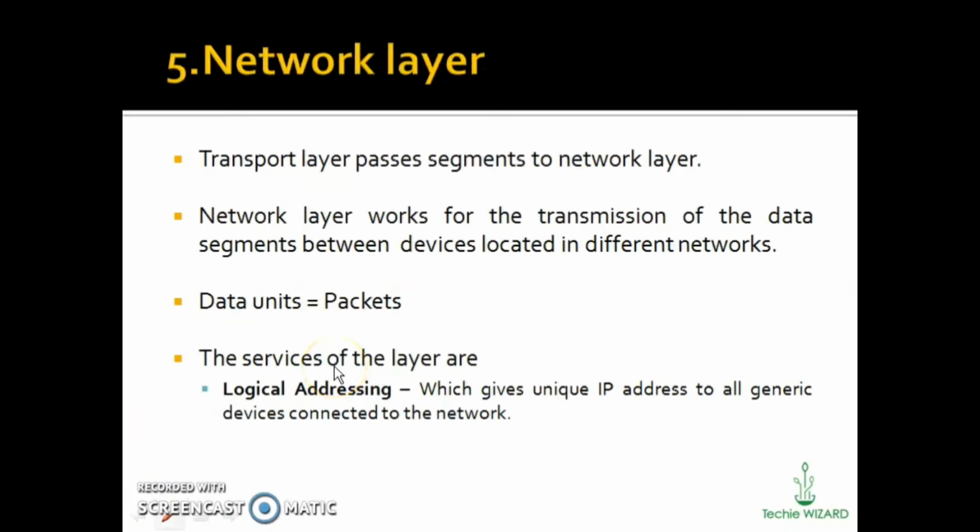And the next, fifth layer, is the network layer. In the network layer, the transport layer passes the segment to the network layer. The network layer works for the transmission of the data segments between devices located in different networks. Here, in the network layer, the data units are called packets. The services of the layer are logical addressing. Logical addressing is nothing but giving unique IP addresses to all the generic devices connected to the network.